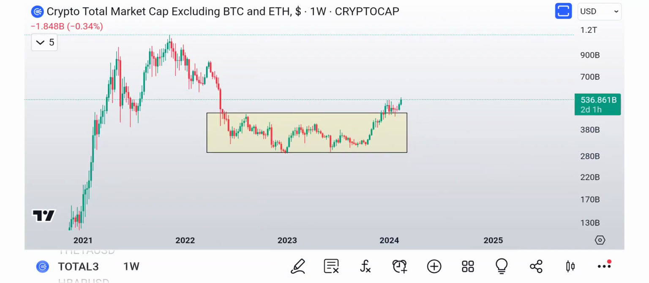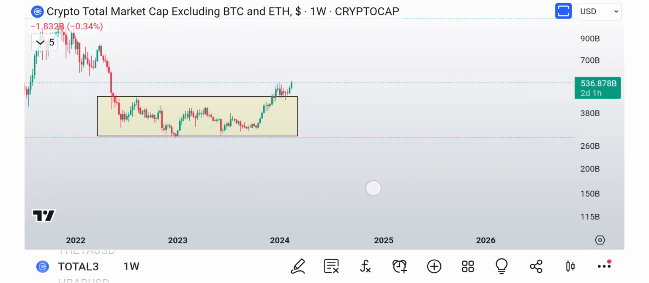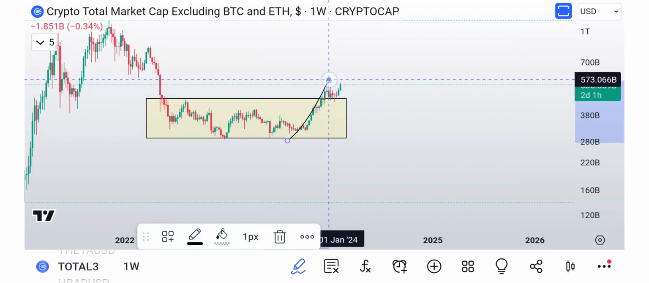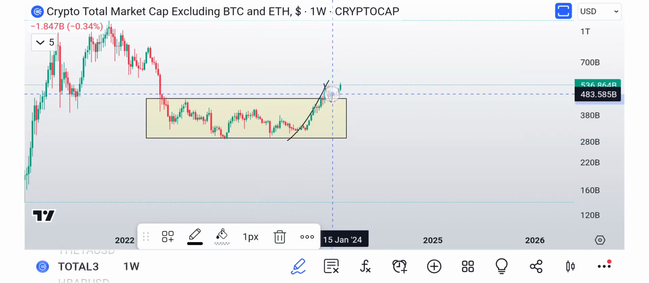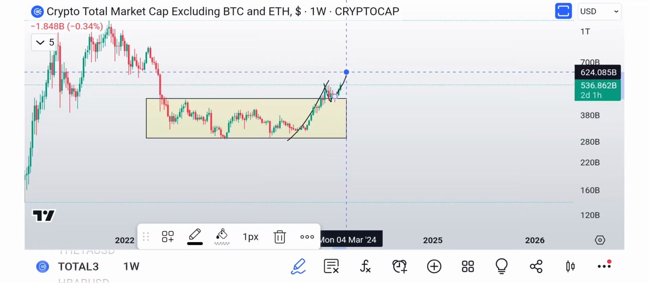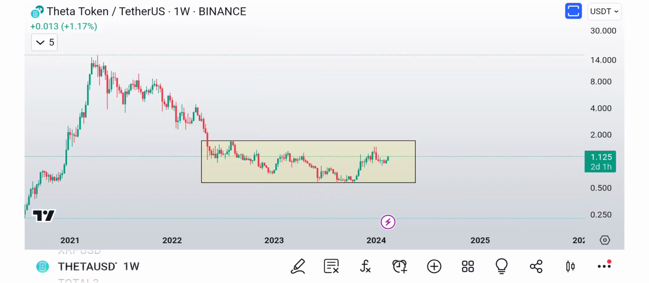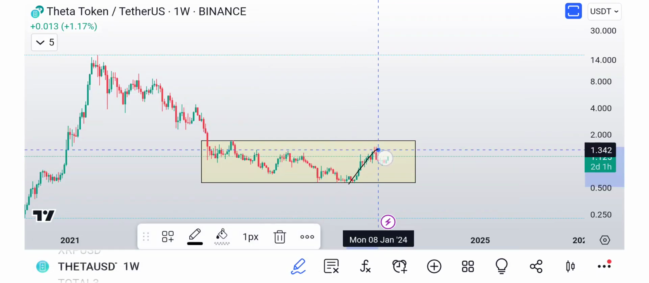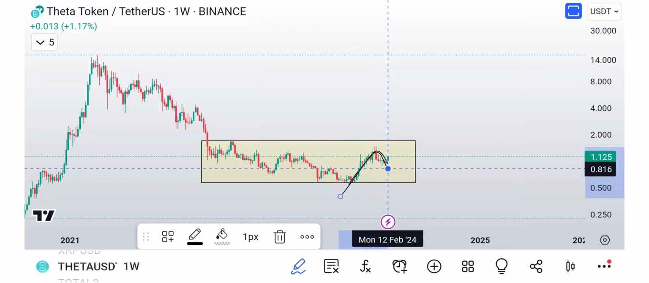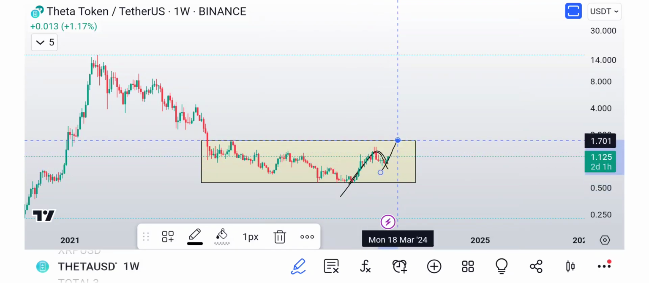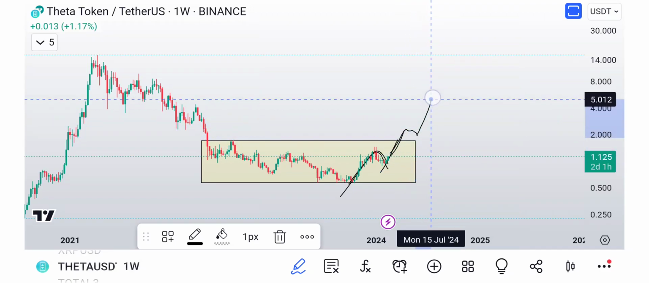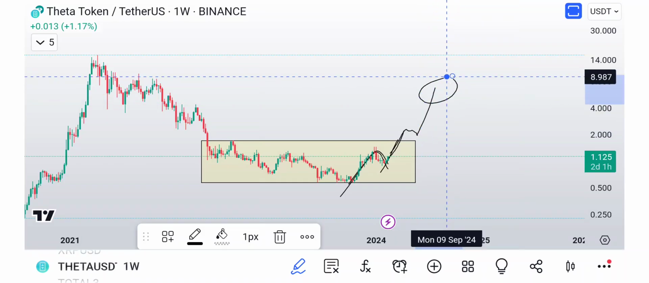And then also look at, I think this is total 3. You could see the price breaking out, back testing, consolidating, and now it's continuing to rise, right? So look at Theta. What do you think is going to happen with Theta? Well, to me, it looks like a 1, 2, or an A, B, and now it's getting ready to break out, right? Maybe back test a little bit, then continue to get back up here.